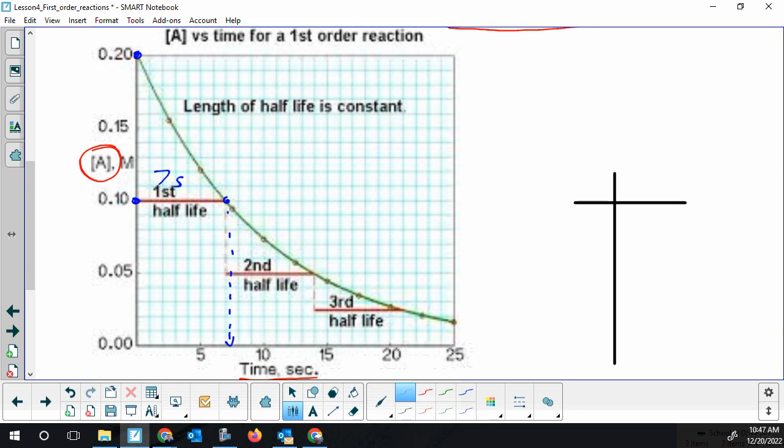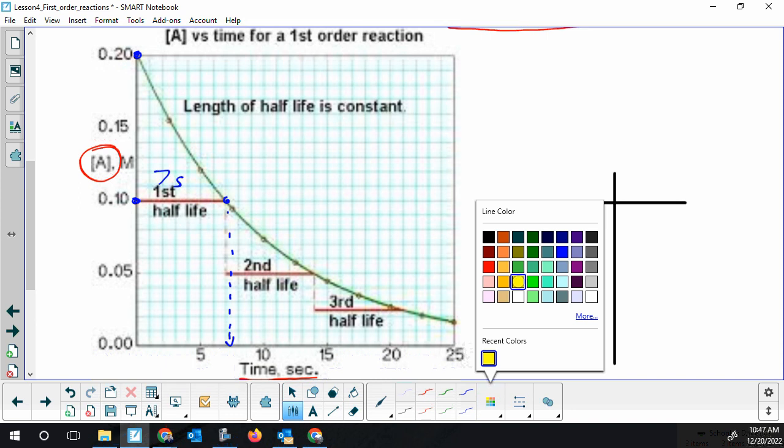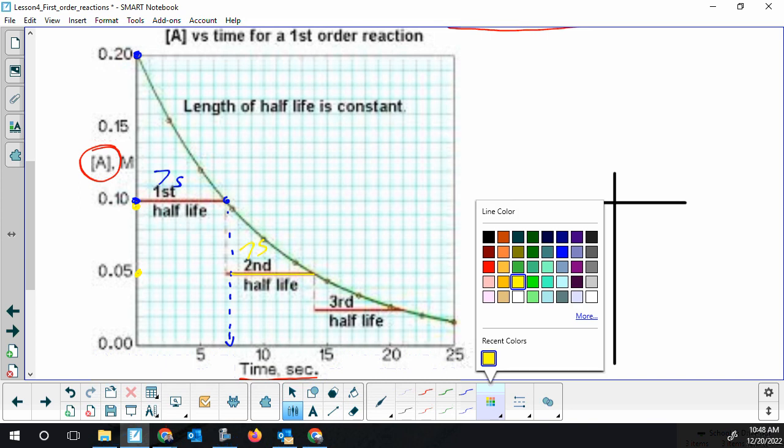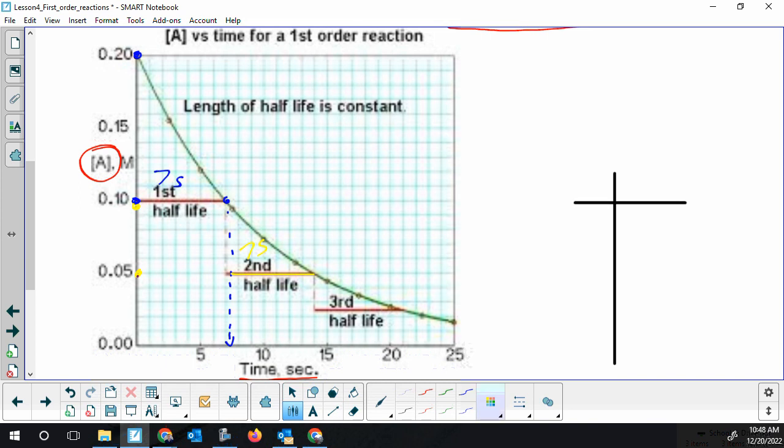So if you go from 0.1 to half of that, 0.05, that's another cut in half. And if you look at the time it takes to drop from 0.1 to 0.05, that's going to be another 7 seconds, and it's always a consistent time. We cut it in half again, 0.05 to 0.025. We have another 7 seconds. So there.